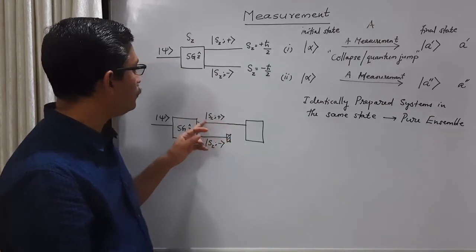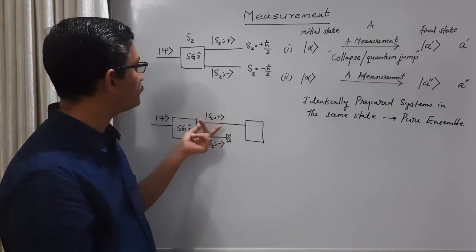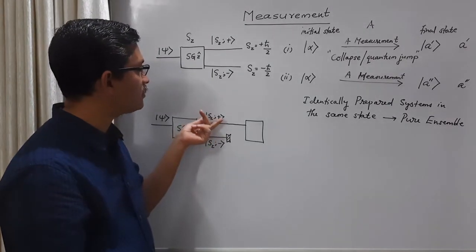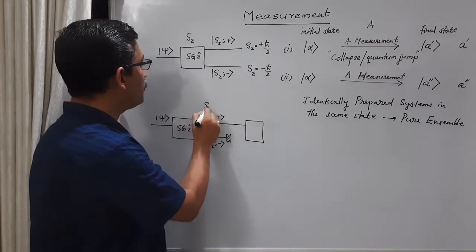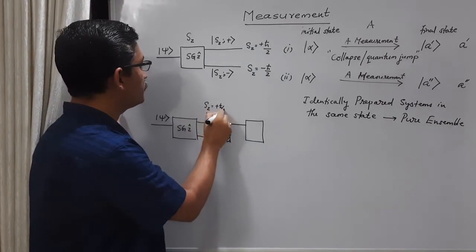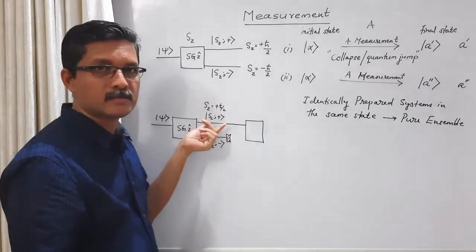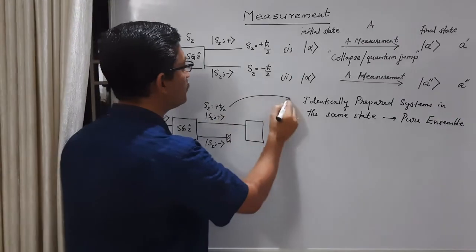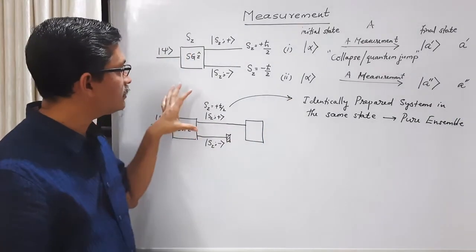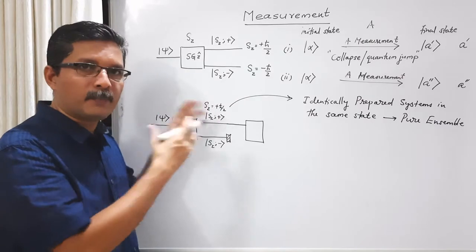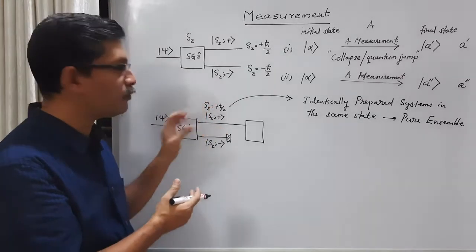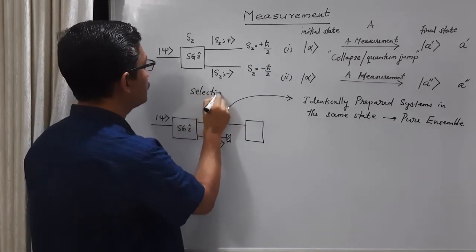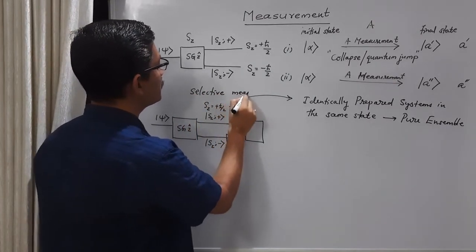So look at here. Now all these particles, let us say some 1000 particles are here. All these 1000 particles are in the same state, Sz equal to plus h cross by 2, ket Sz plus. Okay, this is an example of a pure ensemble. And this type of preparing a pure ensemble, this type of measurement is called a selective measurement.